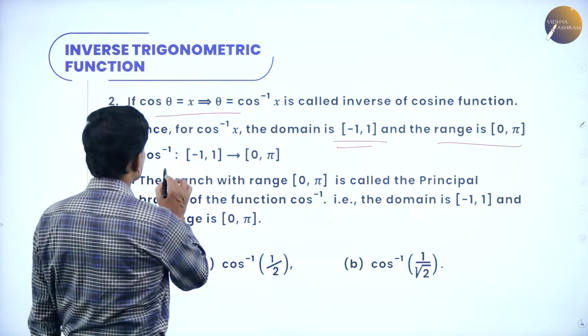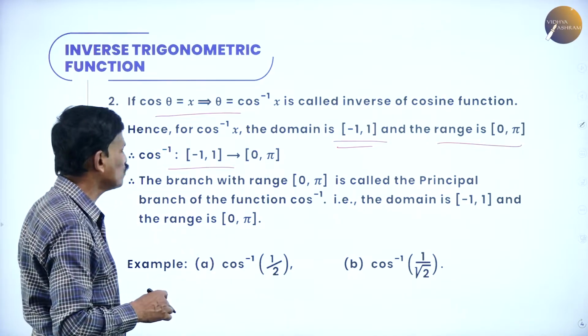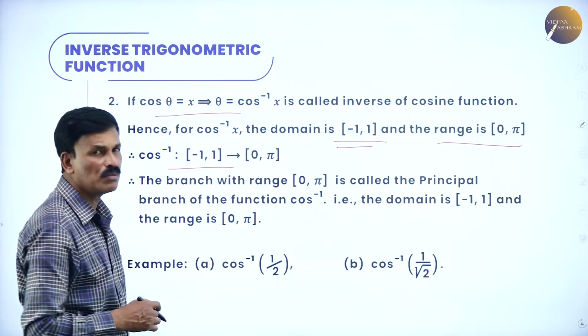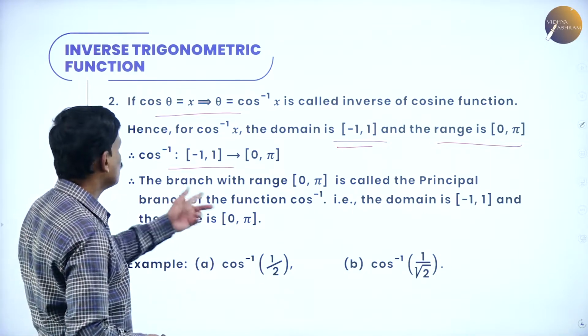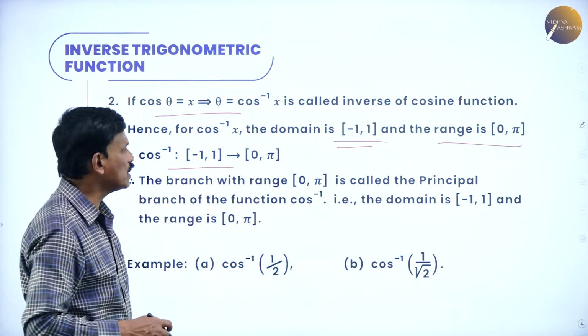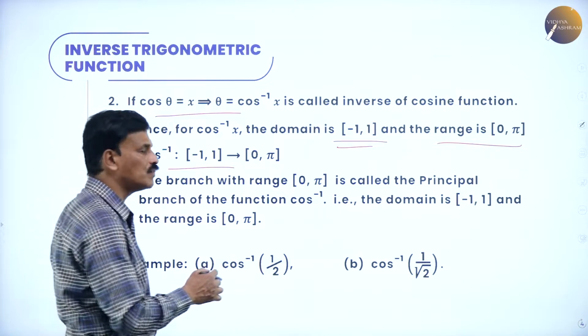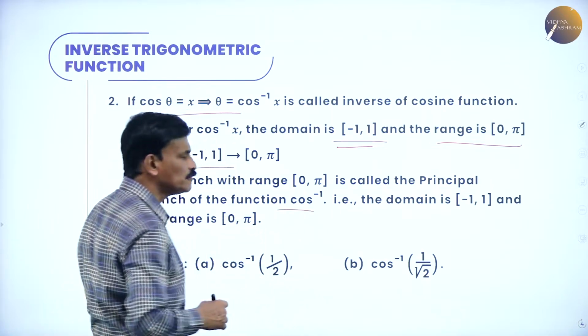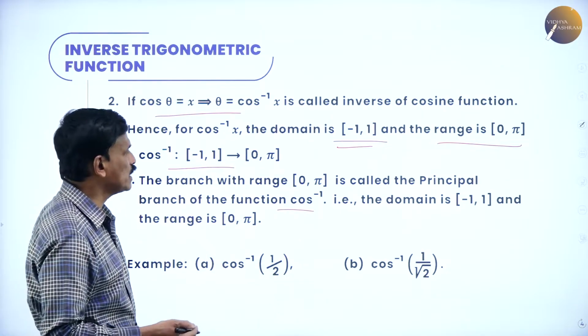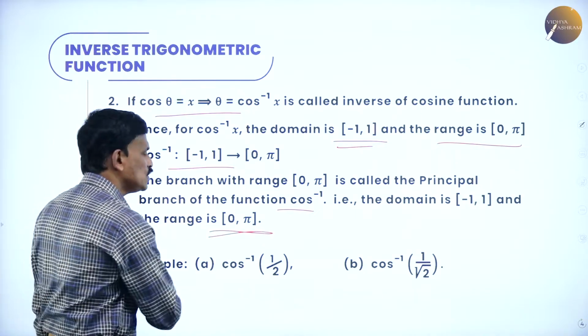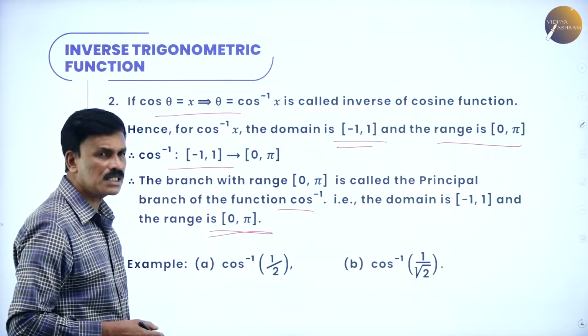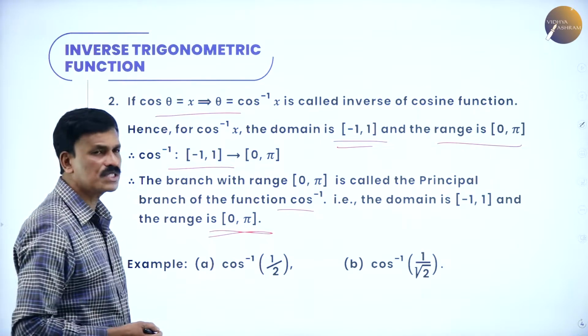So, therefore, cos inverse is a function from minus 1, 1 to 0, pi. The branch with the range 0, pi is called the principal branch of cos inverse, that is, the domain for cos inverse x is minus 1 comma 1 and the range is 0 to pi. Now let us consider, for example, cos inverse of 1 by 2.